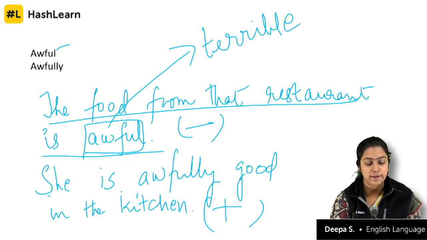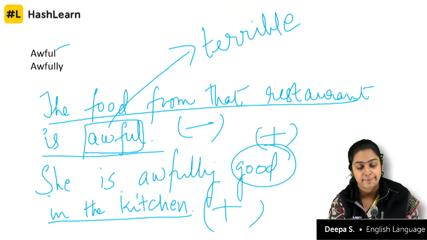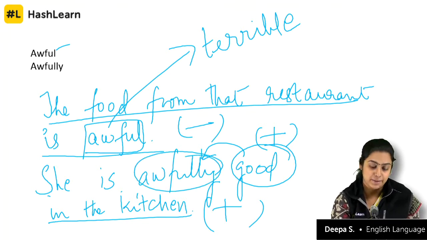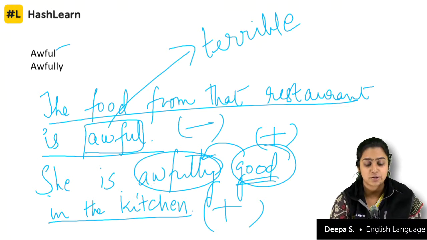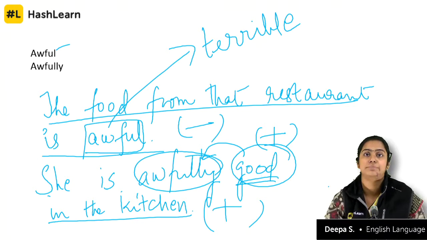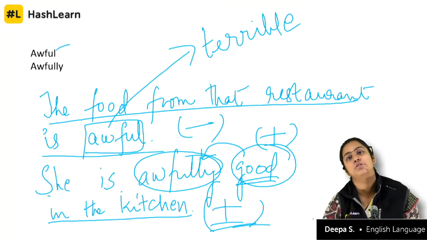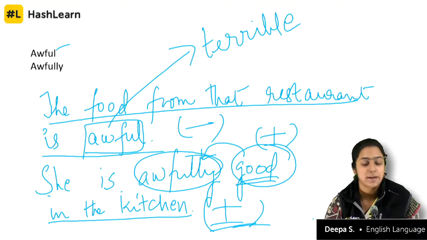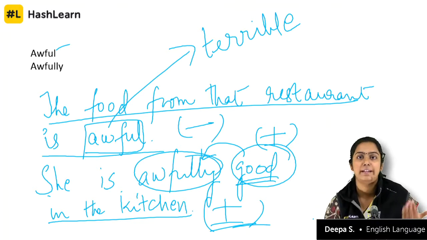Now, she is awfully good in the kitchen. Good is a positive connotation, and then I attach awfully here. It is an adverb. It intensifies the adjective good. Okay, she is awfully good, meaning she's very good. So this has a positive connotation. When I say she's awfully good in the kitchen, I mean to say that she's very good in the kitchen. She's excellent with her food preparation. She's a great cook. Okay, so whenever you look at awful and awfully, understand the connotation.